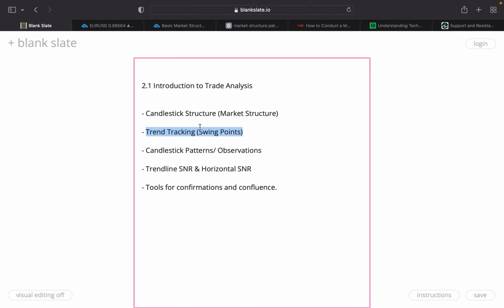It takes a lot to be able to track market structure and understand how to profit from it. There are these candlestick patterns and observations that you can make where you're going to be trend tracking, applying your support and resistance knowledge to candlestick market structure, and find that together they're working together to create something. A lot of times people see the trend line support and resistance, and that's actually what I have outlined here.